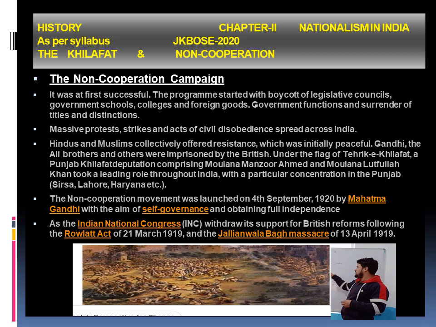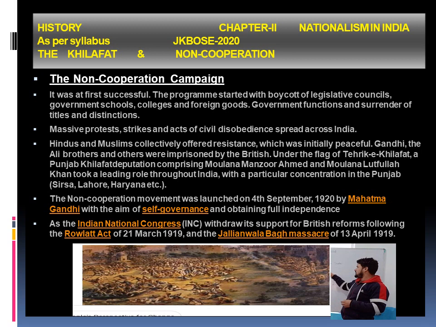It was successful earlier, but he made it clear to the people of India to boycott all the legislative councils, government schools, colleges, foreign goods, even government services and government functions, and surrender all titles and distinctions. The people followed him because he was considered a new face in the political scenario of the Indian freedom struggle. Massive protests, strikes and acts of civil disobedience spread across India.